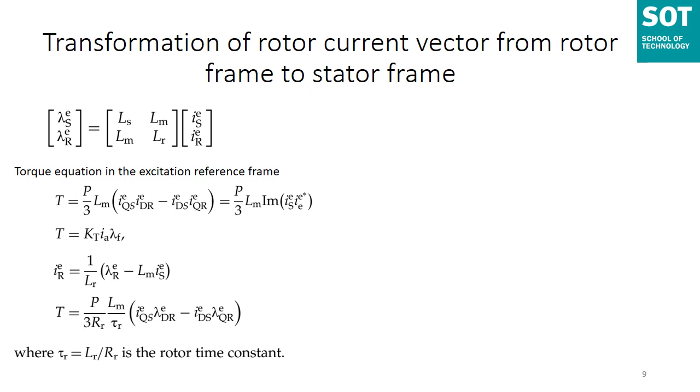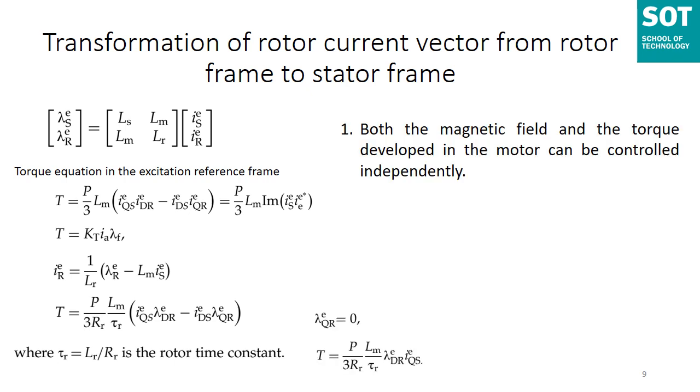Now, why we are talking about DC motor again all of a sudden is because whenever you are discussing a field oriented induction motor, the emulator for the field oriented induction motor is a separately excited DC motor. The field oriented induction motor emulates a separately excited DC motor in two aspects. The first aspect is that both the magnetic field and the torque developed in the motor can be controlled independently.